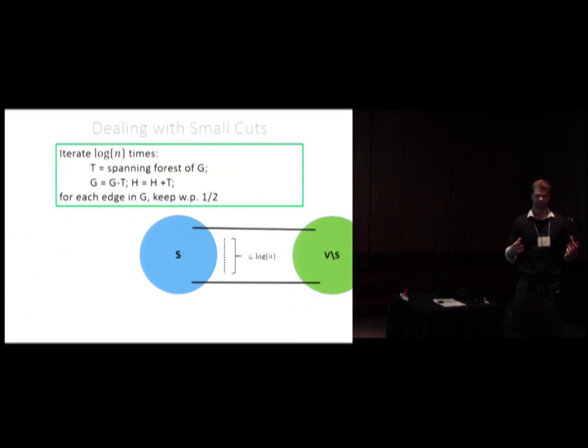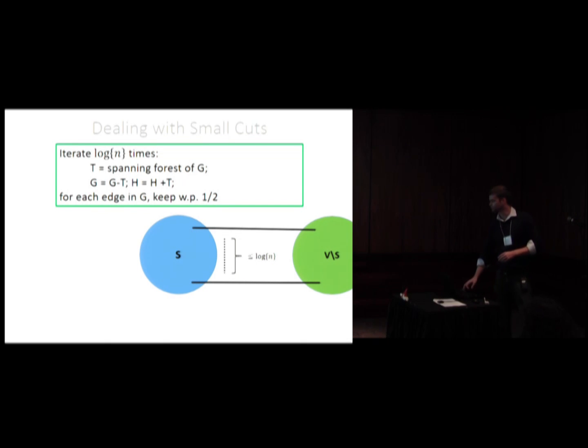So to solve that problem, suppose instead we took our original graph, we take a tree, we remove all the edges of the tree, we find another tree of the remaining graph, we remove all those edges, and we repeat this log n times. Then we're going to sample the remaining edges. So it's the same routine, but we're going to keep log n different trees that are disjoint in the graph.